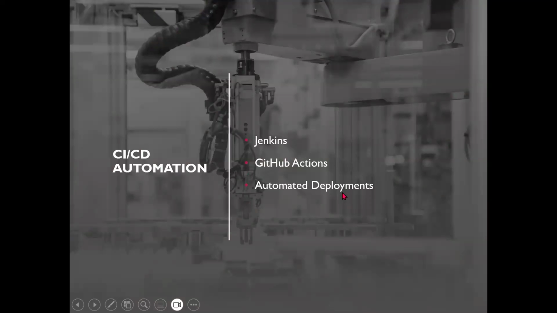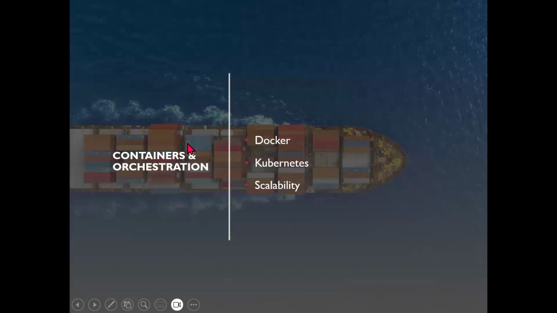And then we get to CI/CD automation. Of course, there are different automation tools or automation platforms. We have Jenkins, GitHub Actions, and automated deployment. So this is the must-have skill on your resume. There's no way you can be a DevOps engineer without having an excellent mastery of CI/CD automation. And that has to do with studying technologies like Jenkins, GitHub Actions, and automated deployments.